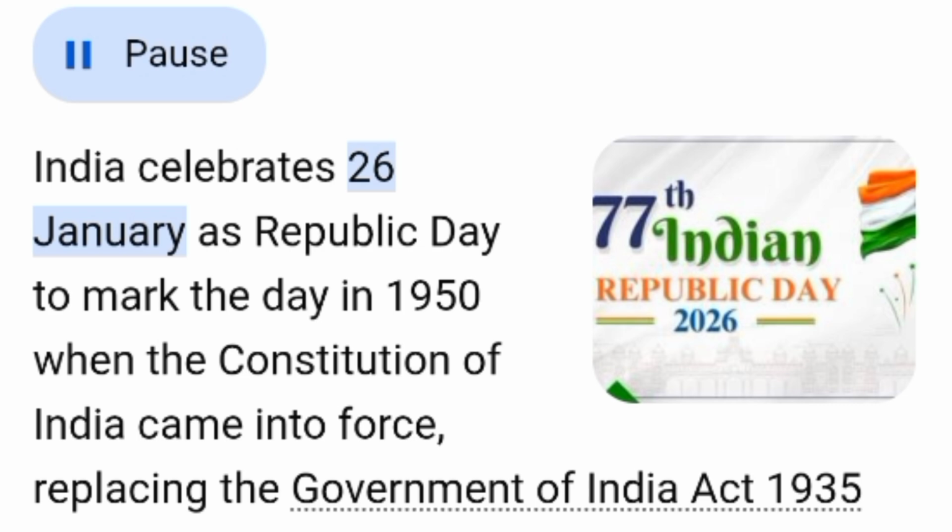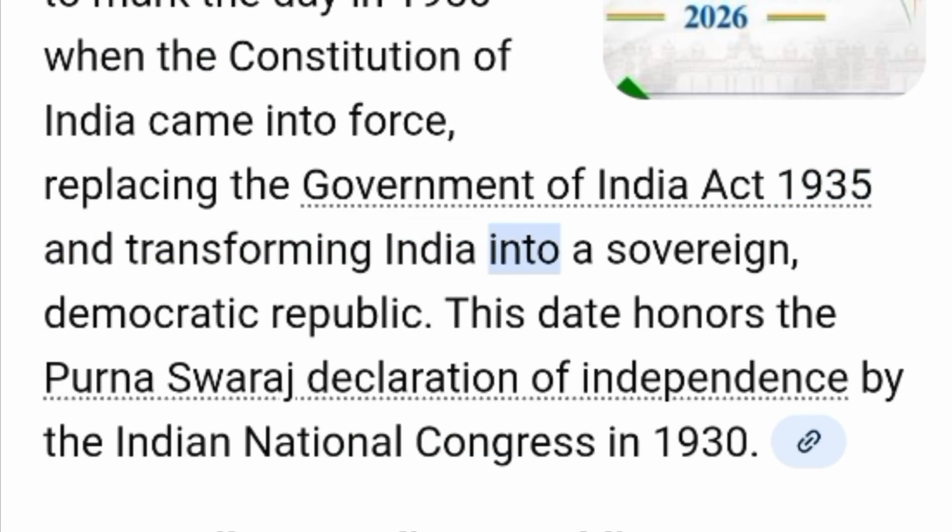India celebrates the 26th of January as Republic Day to mark the day in 1950 when the Constitution of India came into force, replacing the Government of India Act 1935 and transforming India into a sovereign, democratic republic. This date honors the Purna Swaraj Declaration of Independence by the Indian National Congress in 1930.